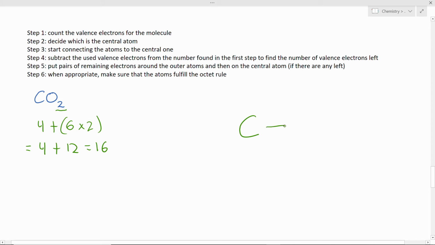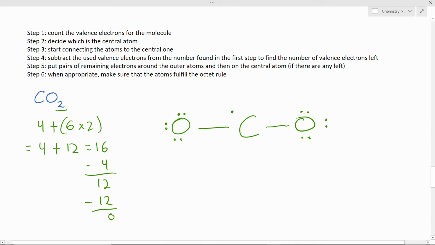And then we attach the outer atoms to it. And then we figure out how many valence electrons we used, which is 4, which gives us 12 valence electrons left to work with. As you know, we redistribute those around the outer atoms. So 1, 2, 3, 4, 5, 6, 7, 8, 9, 10, 11, 12. And now we don't need to worry about putting any more remaining valence electrons on carbon.